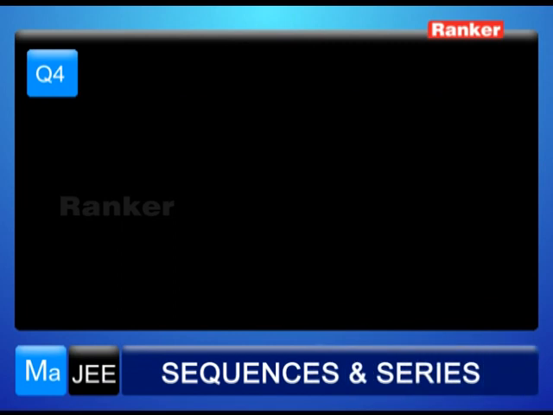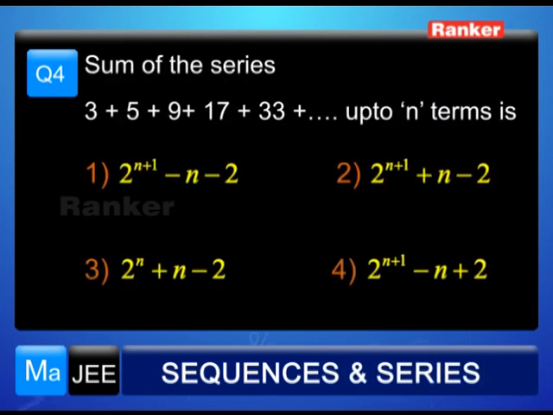Now let's look at the next problem, that is the sum of the series 3 plus 5 plus 9 plus 17 plus 33 and so on up to n terms is: 2 power n plus 1 minus n minus 2; 2 power n of n plus 1 plus n minus 2; 2 power n plus n minus 2; 2 power n plus 1 minus n plus 2.